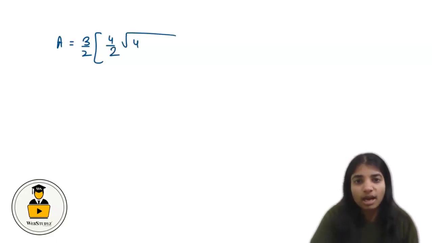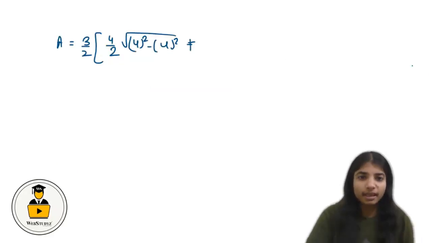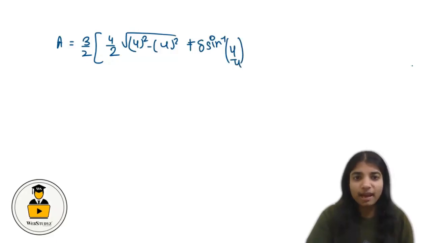So the value of the area from here is equal to 3 divided by 2 multiplied by x divided by 2. The upper limit of x is 4. So that's why it's 4 divided by 2 under root of 4 square minus x square. X is 4, so this becomes 4 square. Now this from here is equal to plus 8 sine inverse of x divided by 4, that is 4 divided by 4. This is the upper limit minus the lower limit.